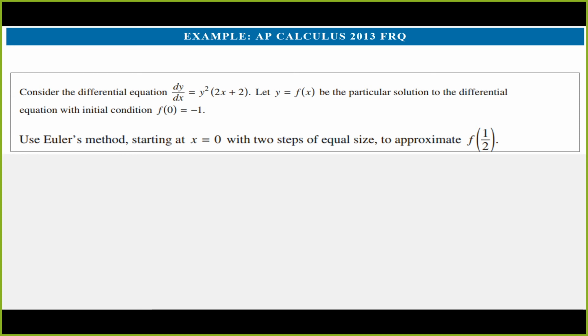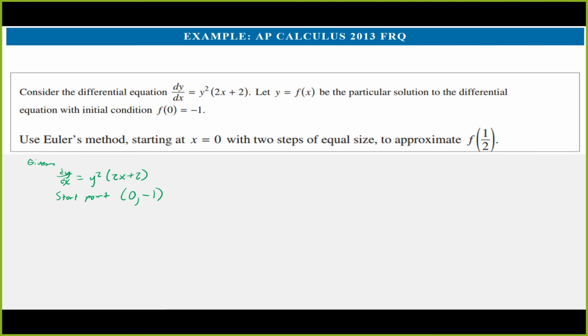Okay, first, what was given? Our derivative is given. Okay, so I have an equation for the derivative, y squared times 2x plus 2. What else? And our previous y is given. Okay, what was our previous y and what was our previous x? Previous x is 0 and previous y is -1. Okay, we started at 0, -1.